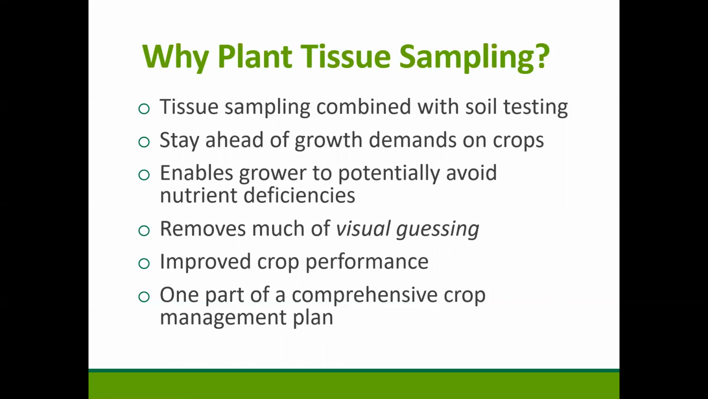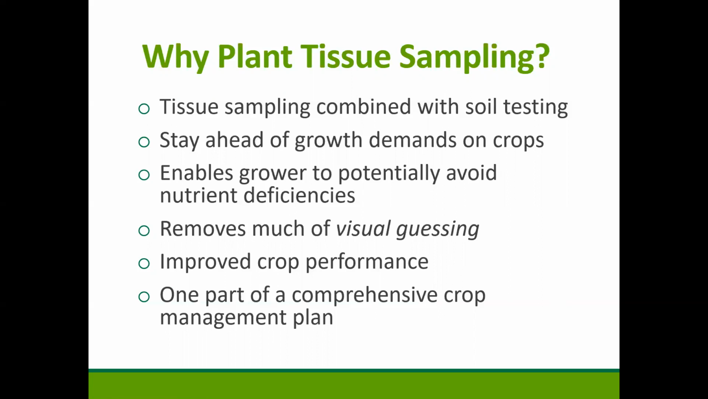Often we see this in high-value crops where a grower might make a guess or an assumption that a crop is low in one nutrient by visual appearance, but further investigation through tissue sampling can show them that although maybe they were low in that nutrient, they might also be low in another nutrient as well, allowing them to make the appropriate applications and correct the deficiencies.